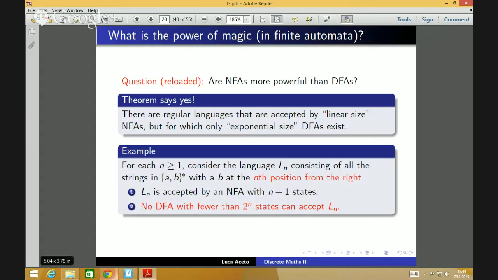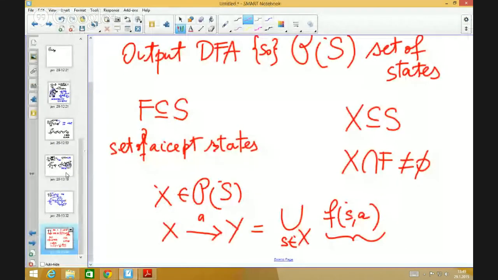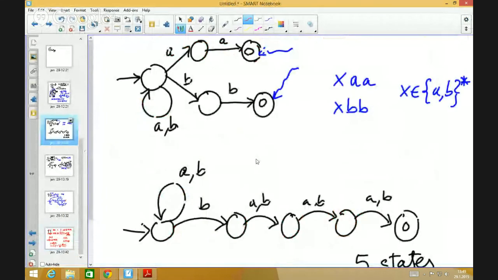Remember what we did before? Let me try to find it. It was this one. 5 states for all the strings that have a B at the fourth position from the right. Yes?